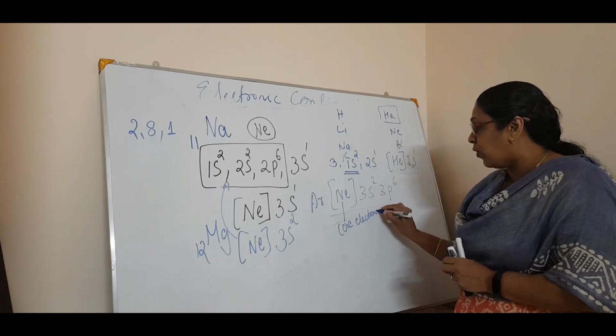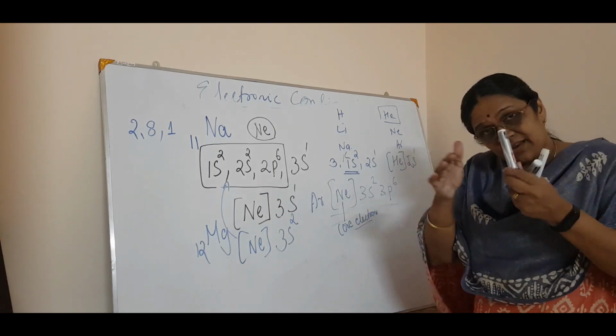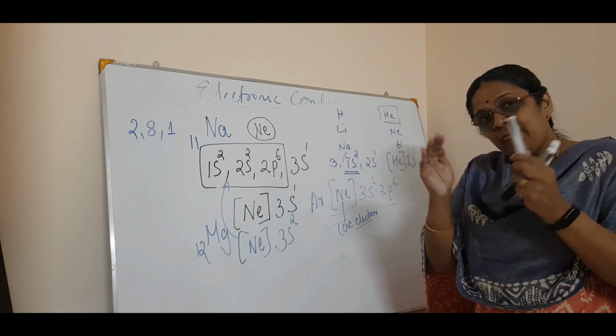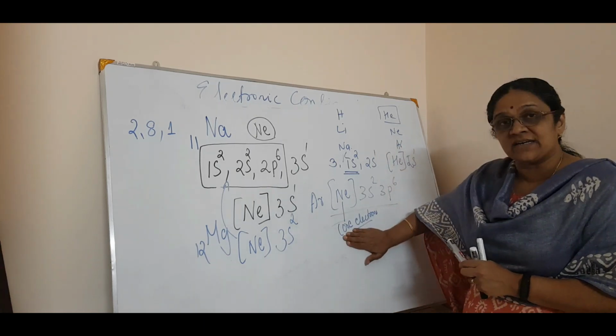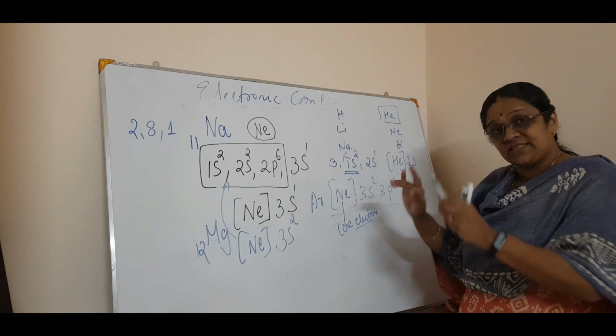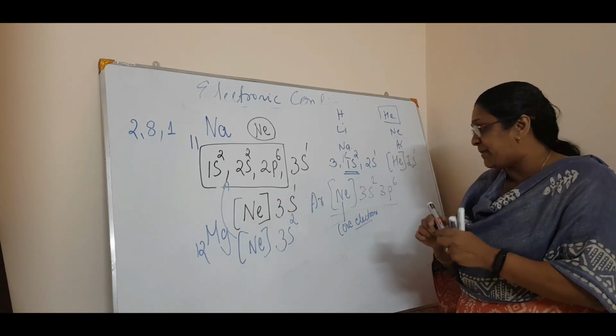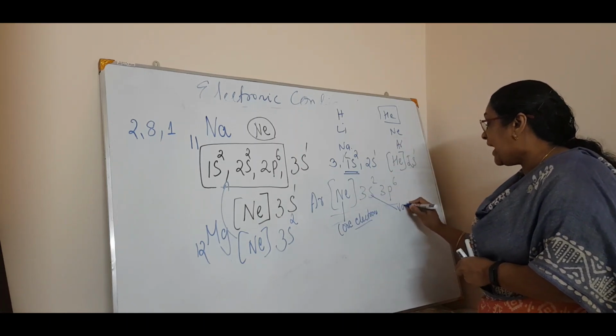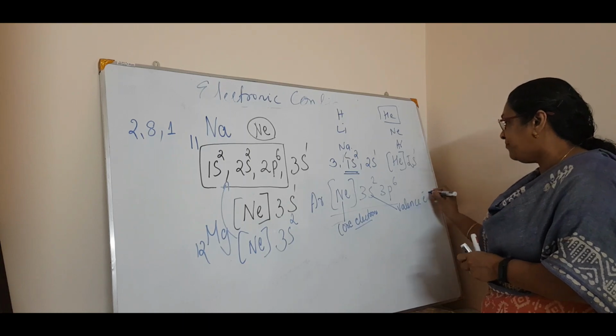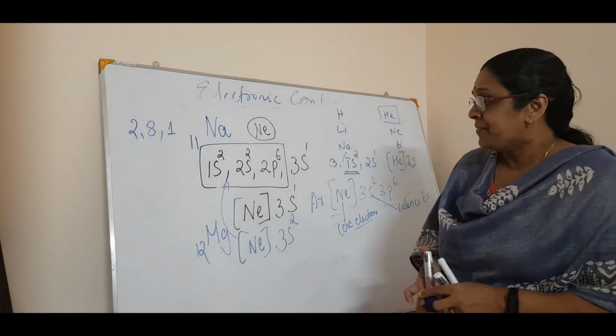What is it? Core electrons means what? Inner. It is on the inner orbitals, isn't it? So you can call it core electrons, and outside this noble gas bracket, you can call that valence electrons. Listen carefully.